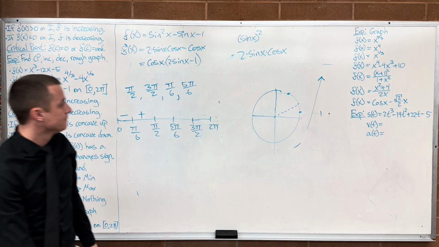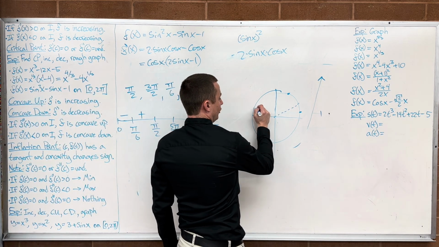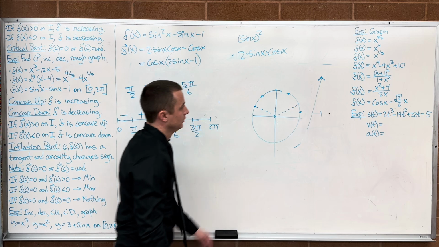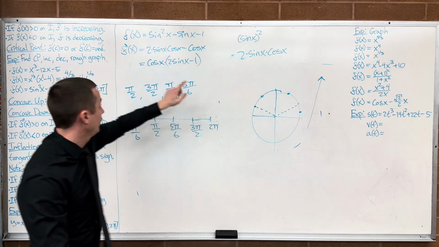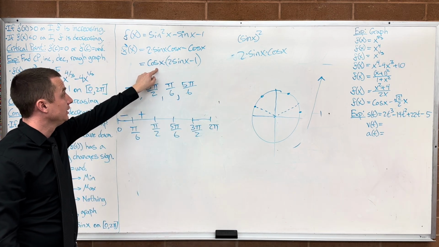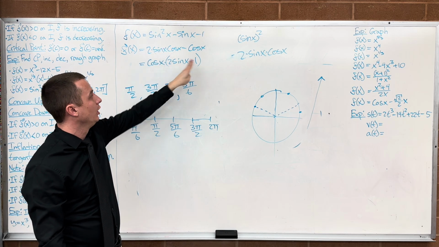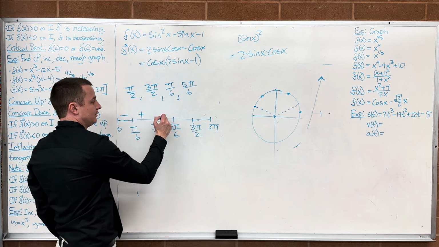Okay, between pi halves and 5 pi 6. Here's 5 pi 6. So we're talking about a point roughly right there. Looking at that point, cosine is going to be negative. The height is more than 1/2, so 2 times more than 1/2 is more than 1. So positive, negative times positive is negative.